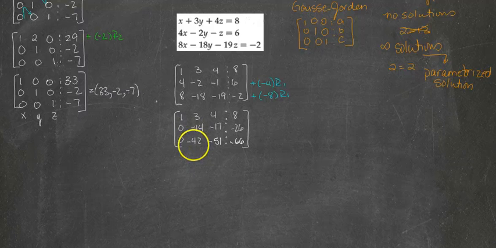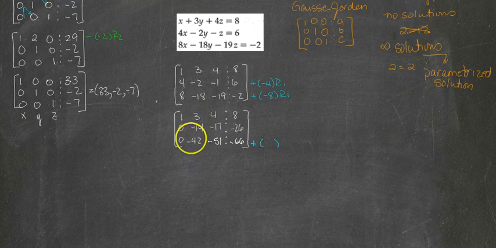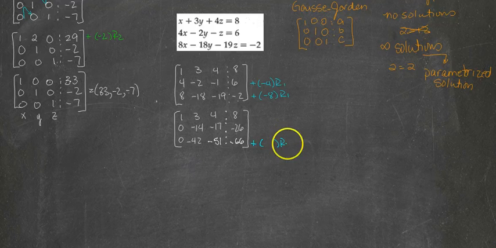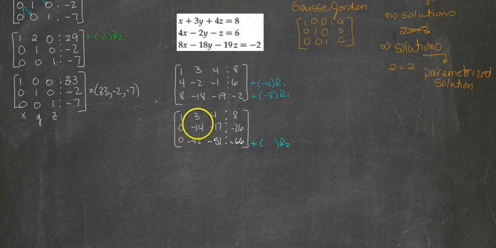So I need a 0 here at negative 42, which means I'm going to add a multiple of a row. I could use row 1, or I could use row 2 and not have to multiply by as much. So I'm going to use row 2. And what I need is a positive 42, so I'm going to multiply 14 times negative 3. That'll give me a positive 42, plus negative 42 is going to give me a 0. Again, I'm going to do that off air.